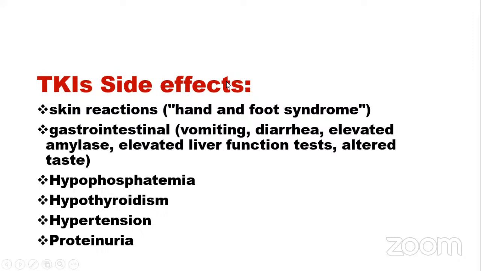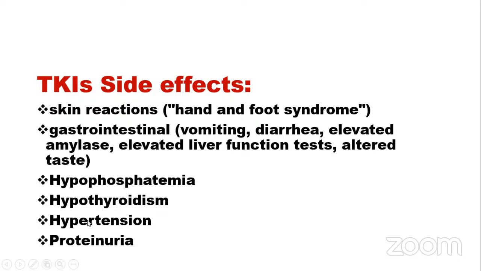The tyrosine kinase inhibitor side effects are skin reaction, hand and foot syndrome, and gastrointestinal effects including vomiting, diarrhea, elevated amylase, elevated LFT or liver function, and ALT. They also lead to hypophosphatemia, hypothyroidism, hypertension, and proteinuria.